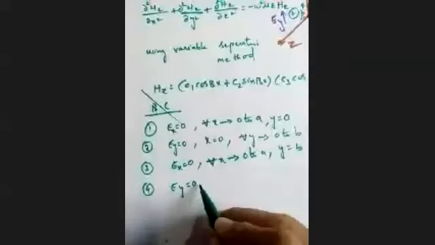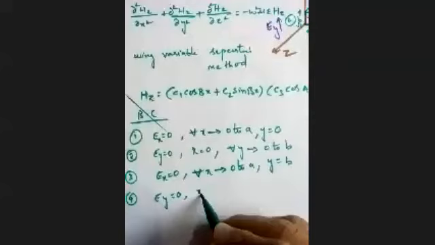And for the fourth surface, the tangential component of electric field becomes Ey. Therefore Ey is equal to 0. Here the fourth surface exists at a distance of x equal to a from the origin. So Ey is equal to 0 at x equal to a and for all values of y varying from 0 to b.